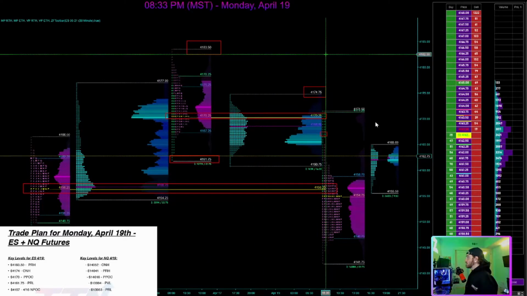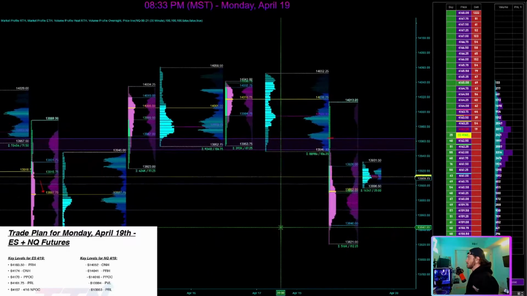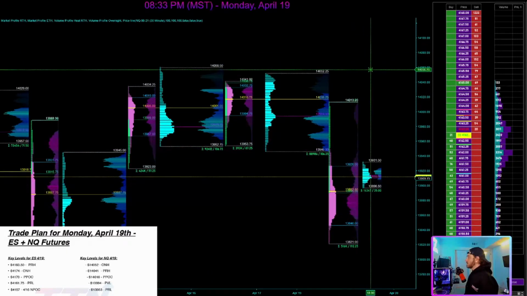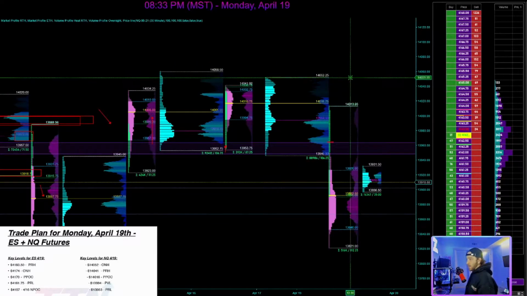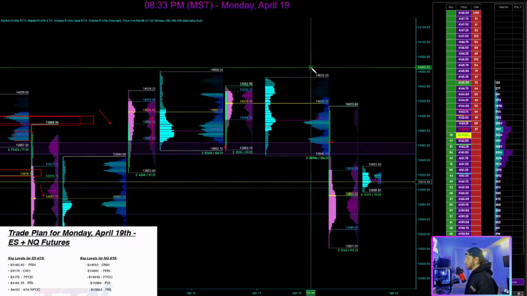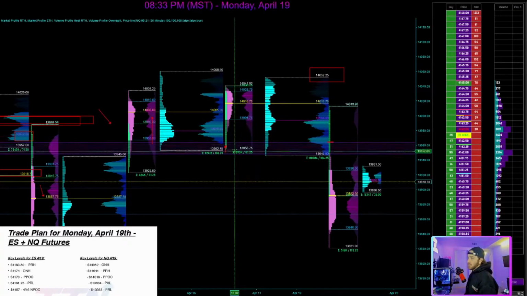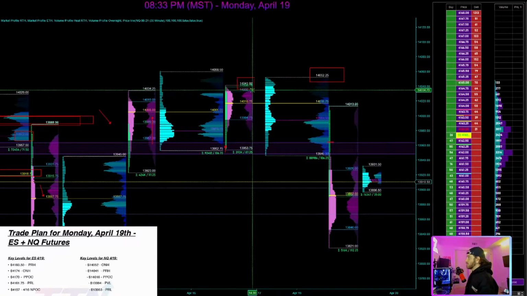All right, so let me get rid of these drawing tools and we will go over to NQ and look at the key levels there. Key levels for NQ, first and foremost, starting off once again with the overnight high at 14,052. You can see that guy right there. Second level I was looking at was prior range high, 14,041.